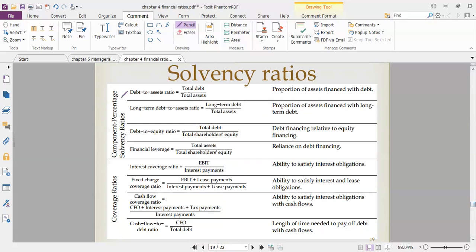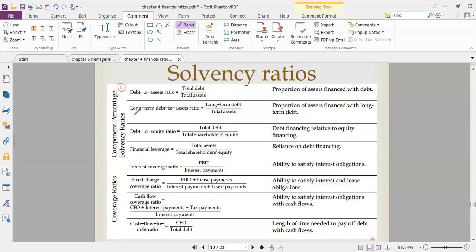The first category is the component percentage solvency ratio. Inside it, the first one is the debt to asset ratio. We want to know the proportion of assets financed with debt. How much of our financing money is from debt? The debt to asset ratio means that from our assets, how much comes from debt.